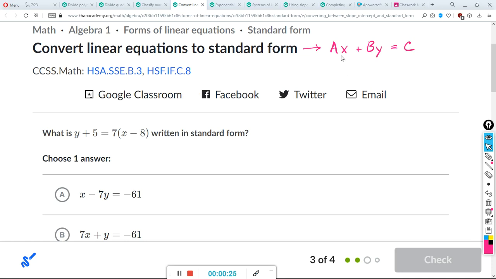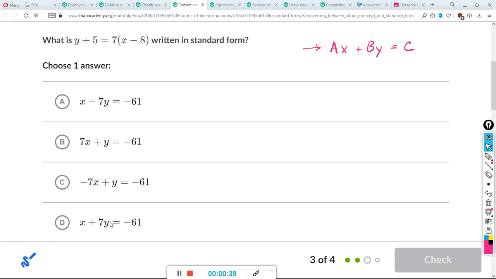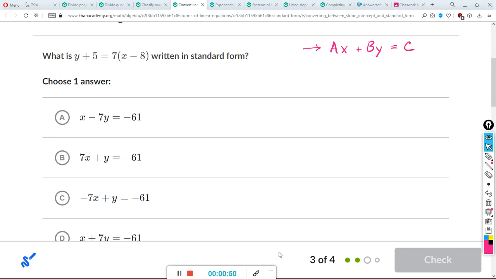Okay, so you want to collect x and y on one side of the equal sign, and the constant term on the right hand side. Okay, the constant term doesn't have any variables, it's just a number. You see their answers here, A, B, C, and D. On all of them, they have the x and y on the left hand side, and they have the constant term or the number on the right hand side. Alright, so it's not bad.